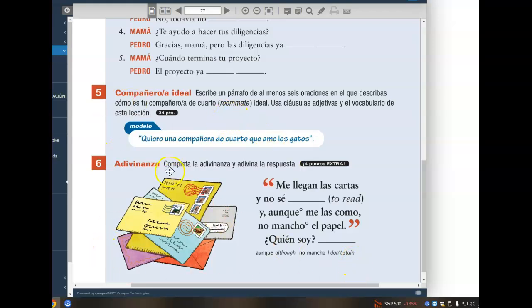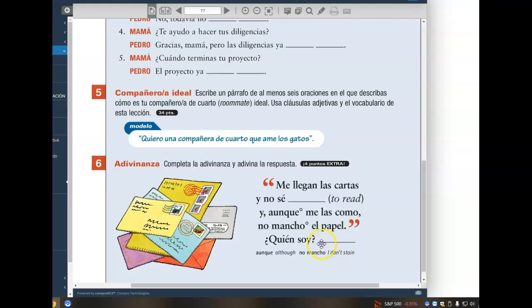Part 6, completa la adivinanza y adivina la respuesta. Complete the, what would you call it, puzzle, if you will, and then guess the response. Me llegan las cartas y no sé leer. Leerlas, tal vez. Leerlas, if you want to include a direct object pronoun. No sé leer, or no sé leerlas. Y aunque me las como, there we go, direct object pronoun in place of las cartas, no mancho el papel. ¿Quién soy?